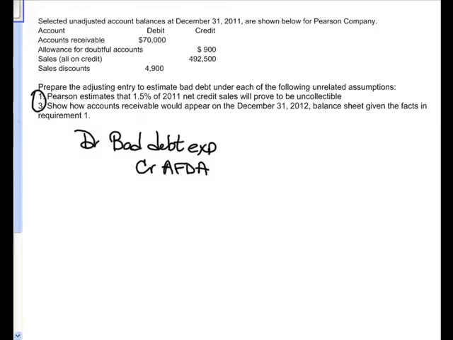Now, different companies choose different methods to get the number in this journal entry. And in this question, the question says to take 1.5% of net credit sales. So you have to be really careful when you read the question to determine how that number gets calculated. Whenever you use sales to calculate bad debt expense, the result, the number that you get, is always the balance in the bad debt expense account.